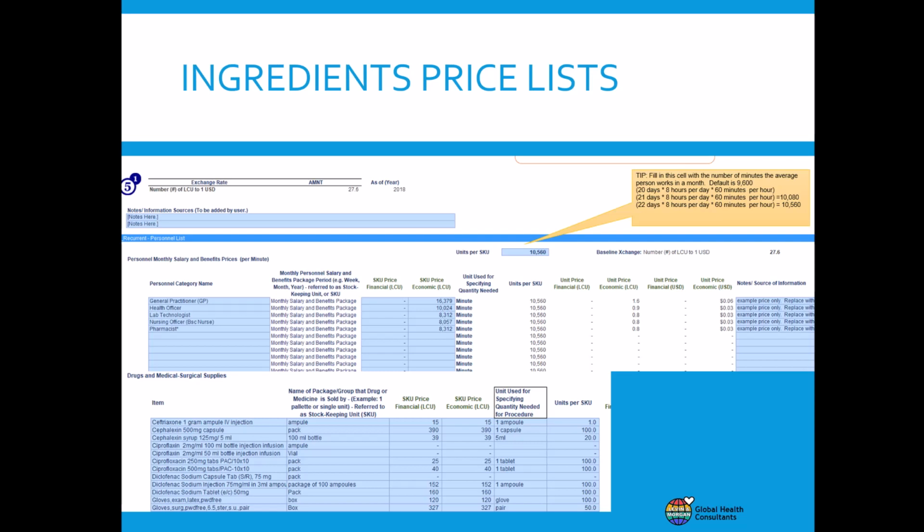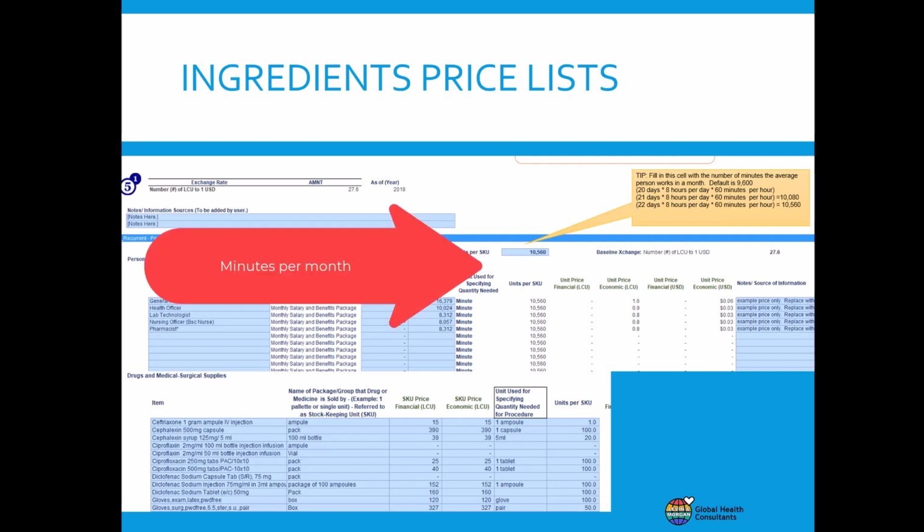To begin with, based on our interviews, our review of standard operating procedures, and other records, we create a list of ingredients and their measurable unit costs or prices. For example, we may list the average monthly salary and benefits of a general practitioner and find that this type of personnel works approximately 10,560 minutes per month. That's about 22 days times 8 hours per day times 60 minutes per hour.